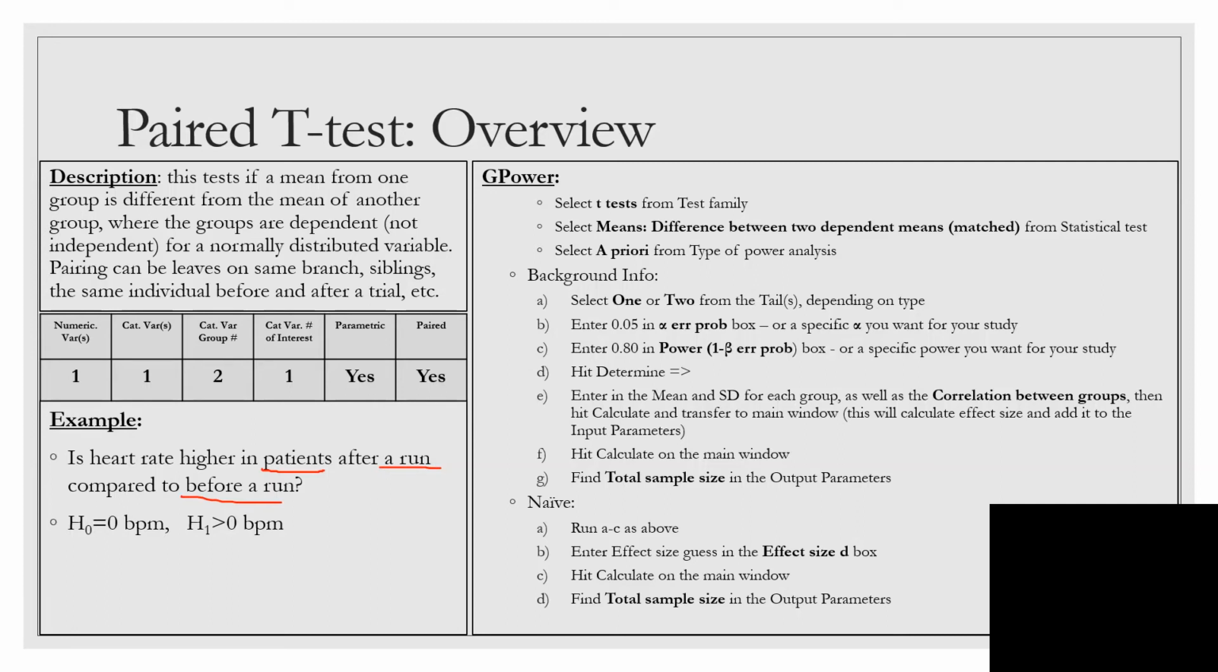Do this in G-power. Now it's means difference from two dependent means matched. Tails, alpha, power. You're going to enter means and standard deviation for groups if you have background information. Now the additional thing, as opposed to the two means, is you actually have to enter the correlation between groups. Then hit calculate and get total sample size. Naive, A through C, guess effects, and calculate.